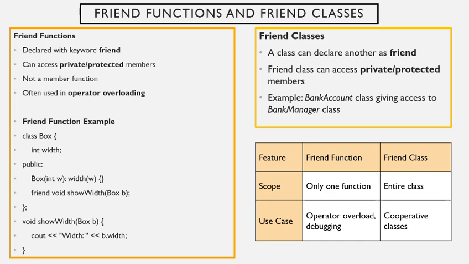A friend function is not a member function, and it is often used in operator overloading. So the only difference here, mostly, is that the friend function is used only for one function, but when it comes to a friend class, it is used for an entire class. An example for a friend function is given here, and also a friend class example, like a bank account class giving access to a bank manager class.